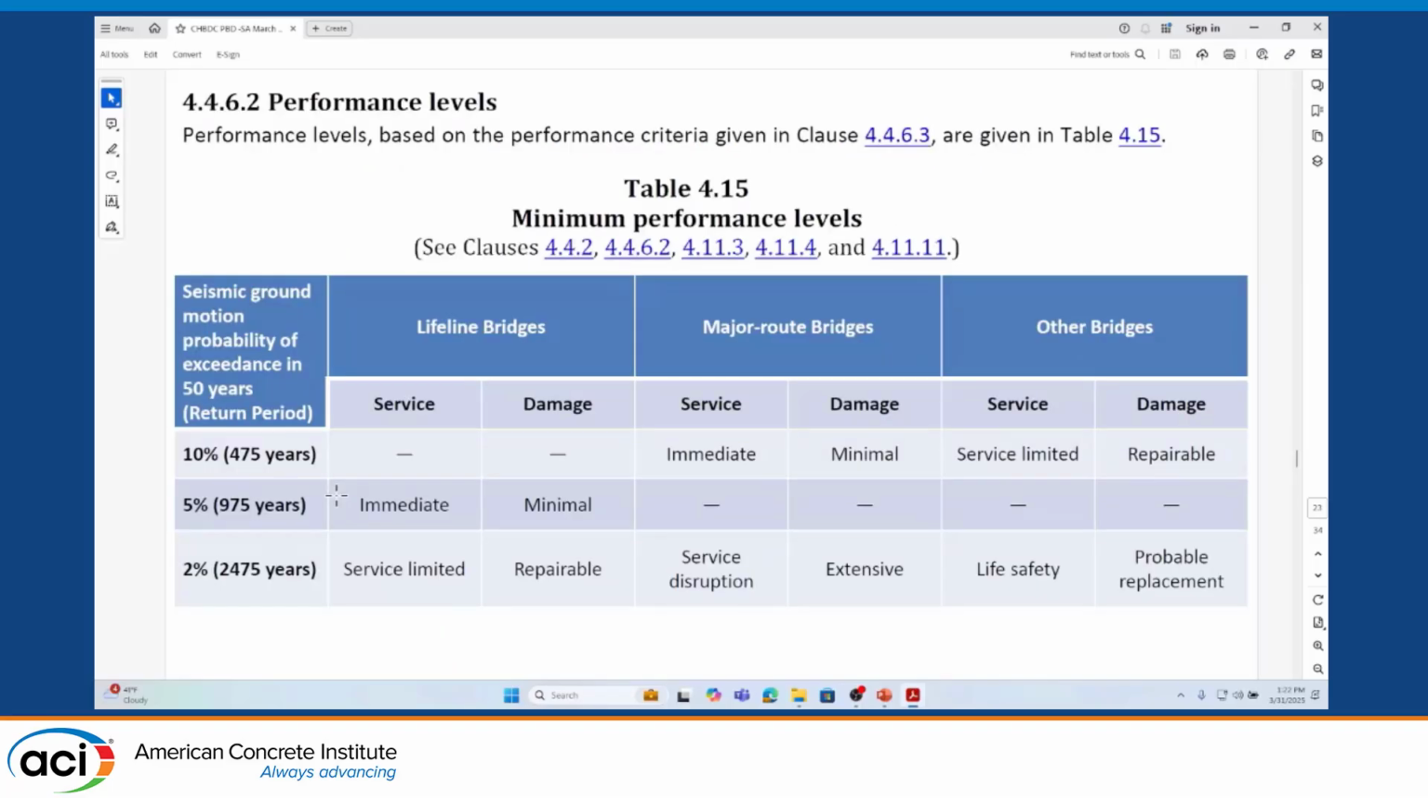So now, these again show all those performance levels and their corresponding damage states, how they are related with the importance of the bridge and seismic hazard level. So when you have the highest seismic hazard level, 2% in 50 years, for lifeline bridges, the service level should be service limited and the damage will be repairable damage. And for major route bridges, it will be service disruption and the corresponding damage is extensive. And for other bridges, life safety and probable replacement.